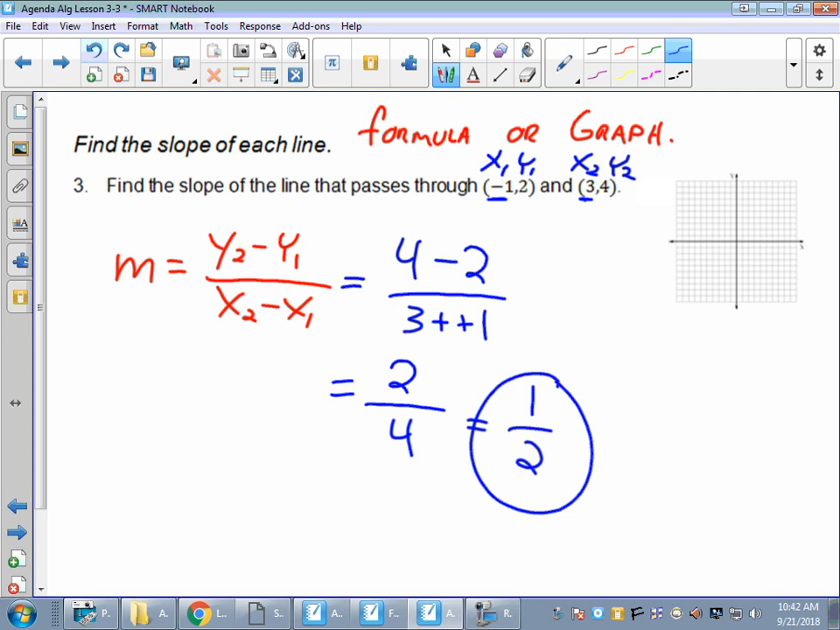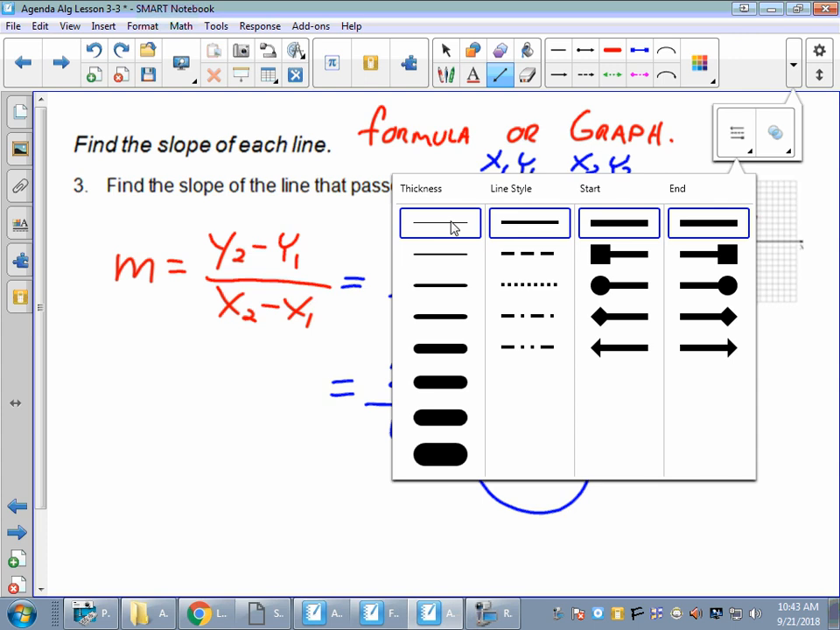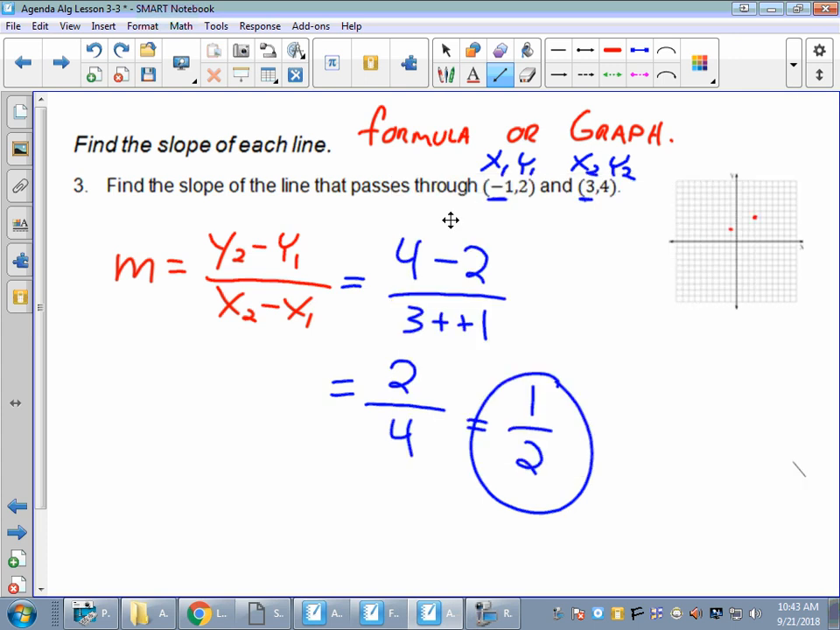Now let's check out the graph, because the graph way is an easy way to do it as well. So with the graph, if we just plotted these points, -1, 2, so go backwards 1, up 2, put that there. And then if I went, say, 3, 4, it'd be 1, 2, 3, and then 1, 2, 3, 4. So here's this point. So if I made a little tiny line through those, I'm going to make it real thin.